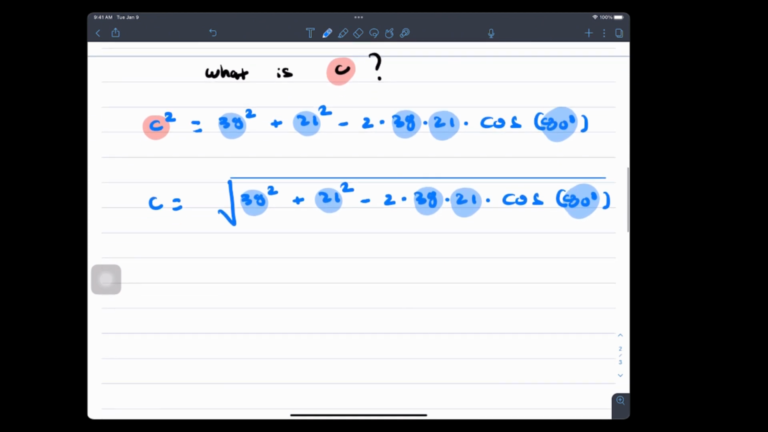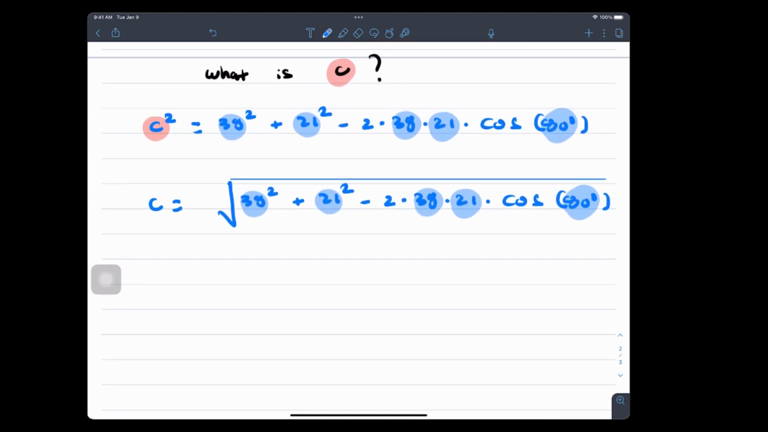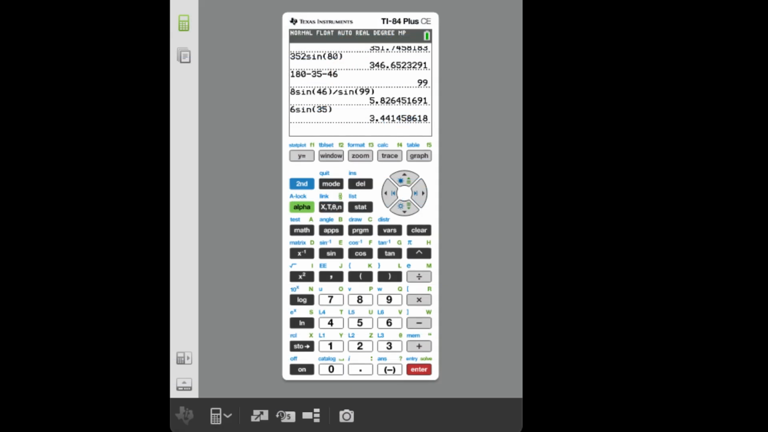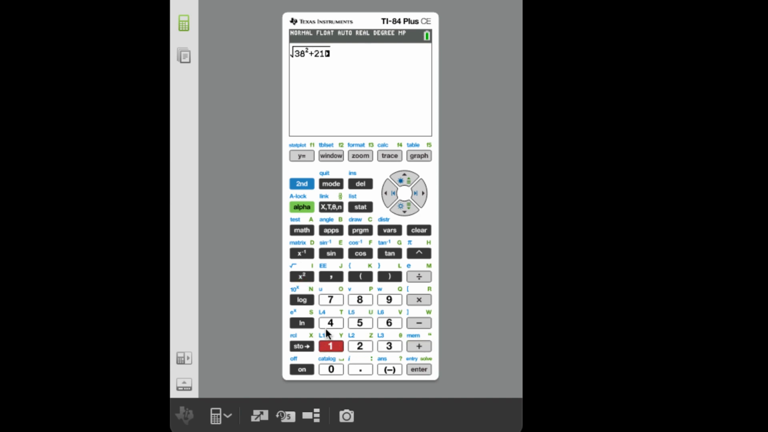So what I'm saying to you guys is this can be very, very easy to do when you have your calculator here, right? And we'll be using our calculator for this. So you say, okay, well, how do we use the calculator? Here we go. That's going to be, remember, second radical, what's this? 38 squared plus 21 squared minus 2 times 38 times 21 times cosine of what? 80. It's 80 degrees. Okay?